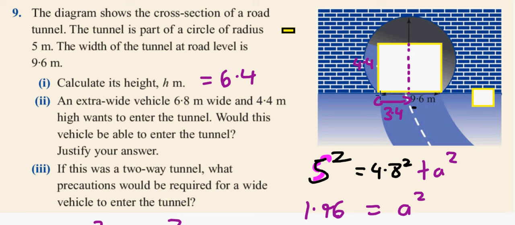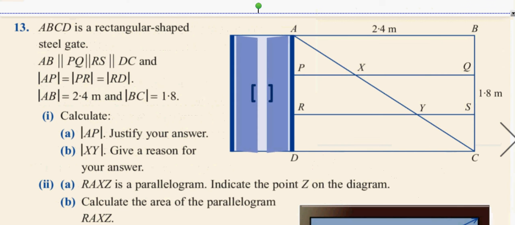Yeah, that's fair enough. If this was a two-way tunnel, what precautions would be required for a wide vehicle to enter the tunnel? Someone at either end of the tunnel, to make sure no one comes in while you're going through. You'd have to make sure that nobody else comes in the opposite way, or that the tunnel's a one-way system. If you were to really get down to it, it's a very complicated question, trying to calculate whether it can fit in without hitting the edges. I think they wanted a more basic answer, which is what we sort of gave them, okay?